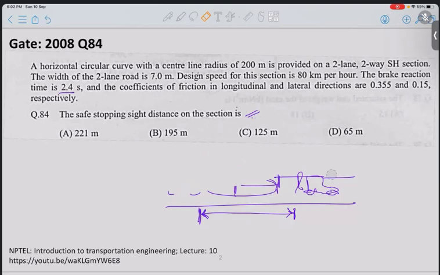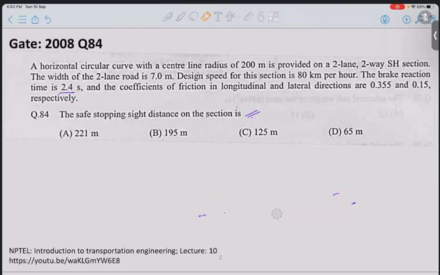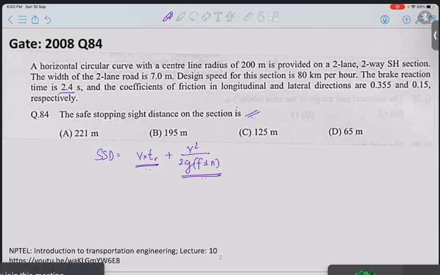So how is it written? SSD is equal to V, our initial speed, into our reaction time. This is the distance we cover while we decide whether we want to stop or not. Then plus V square by 2g (f plus or minus n). This is the braking distance, the distance it takes for us to stop after we have applied the brakes. Also in this, f is the friction coefficient.